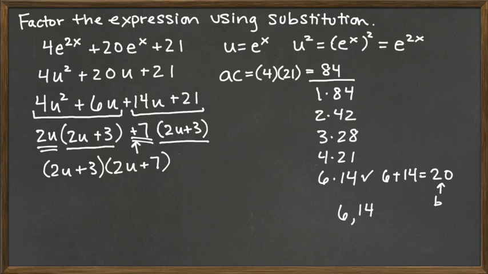I need to substitute back. See, I made the substitution u equals e to the x so that my factorization could be more straightforward, but in the end I still need my answer to have e to the x in it there. So I've got 2 times e to the x plus 3, because I replaced my u with e to the x, and then the other factor is 2 times e to the x plus 7. And now I am done, because my final factorization is in terms of x there, and we have completed the problem.